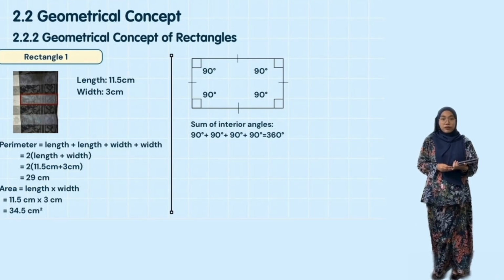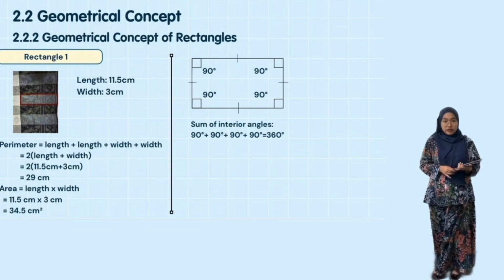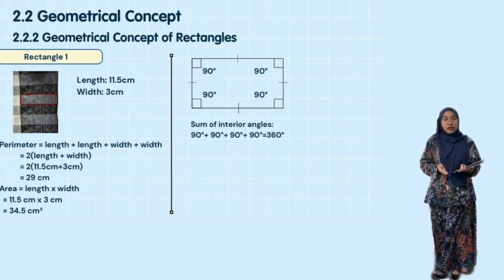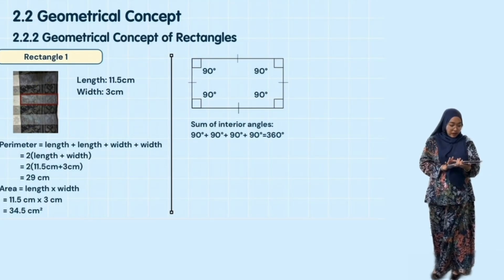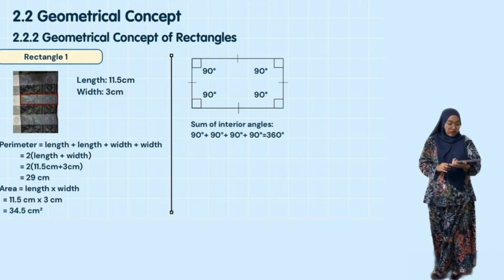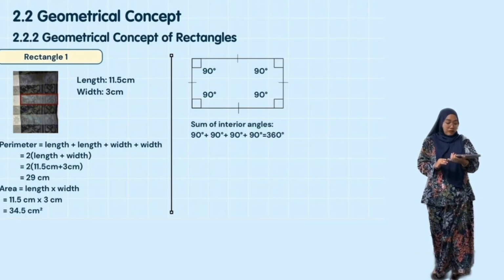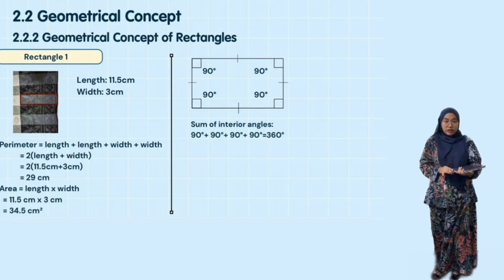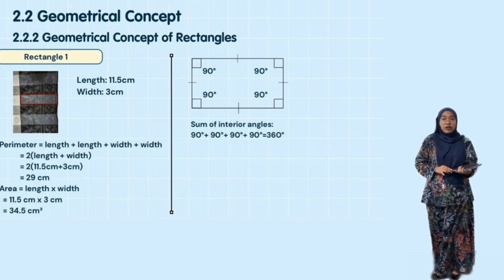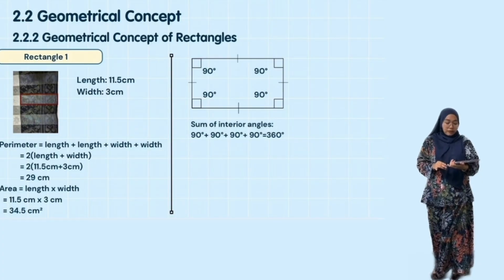For 2.2.2, geometrical concept of rectangles, the second shape that we identify in the woven stamping is the rectangle. We found 3 different rectangles, which have different measures. For the first rectangle, the length is 12.5 centimeters and the width is 3 centimeters. Using the perimeter formula, we got the perimeter is 29 centimeters. For the area, we got 34.5 square centimeters, from the calculation length multiplied by the width.